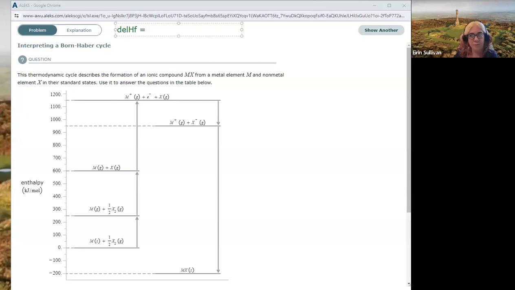That is the enthalpy change for formation of the solid ionic compound from its constituent species in their standard states, from elements in standard states, which, as you know, is usually 25 degrees Celsius, 1 atmosphere pressure.